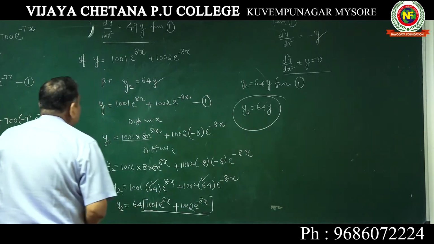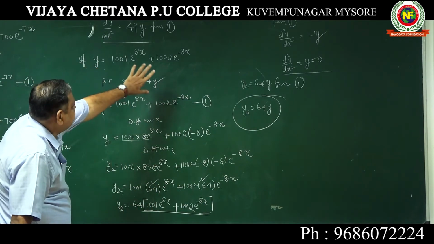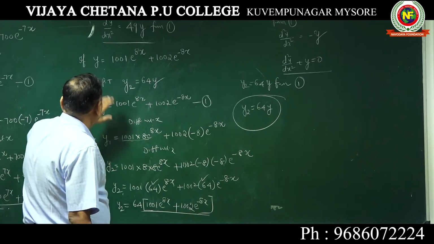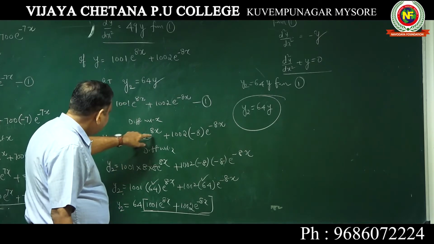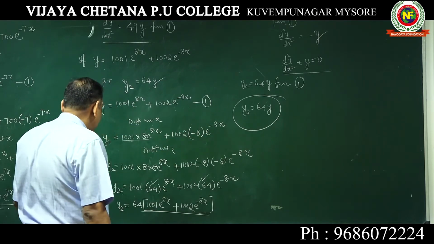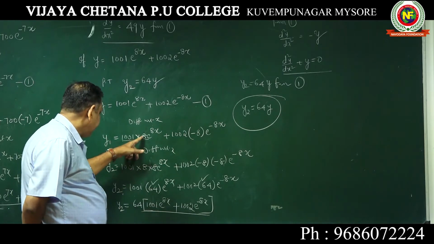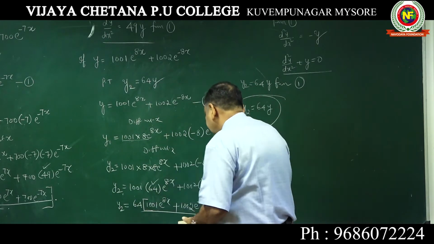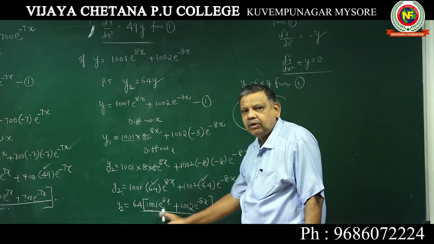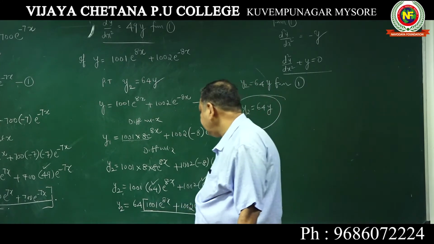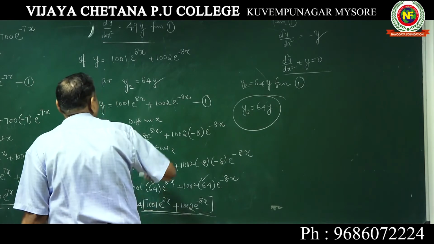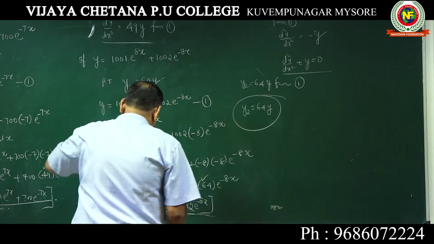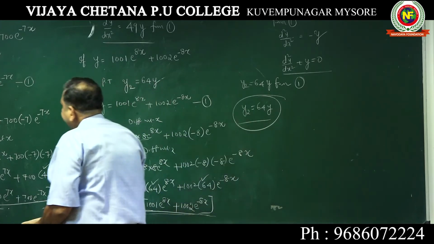So I will explain again. Y is equal to 1001 e to the power of 8x plus 1002 e to the power of minus 8x. Now when you are differentiating, y1 is equal to 1001 8 e to the power of 8x minus 8 e to the power of minus 8x. Further differentiate, 1001 8 is here, another 8 e to the power of 8x, minus 8 e to the power of minus 8x. 64, 64 can be removed outside, and it is 1001 e to the power of 8x plus 1002 e to the power of minus 8x. That is nothing but your y actually. y2 is equal to 64y is the answer.